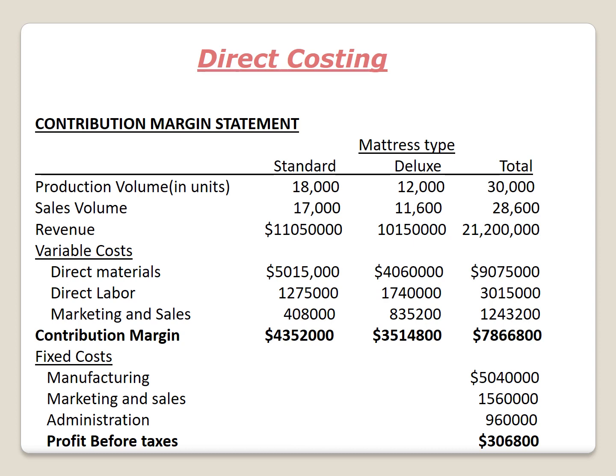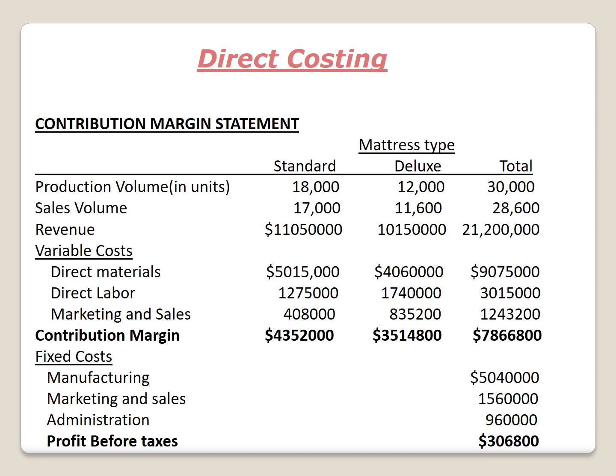Now, revenue minus all the added variable cost will give us the contribution margin. The fixed costs are the manufacturing overhead, marketing and sales, and the administration costs. Adding all these three gives us the total fixed cost. And the fixed cost is subtracted from the total contribution margin to give us profit before taxes. Keep in mind that the fixed cost is subtracted from the total itself and not from the per unit data given.